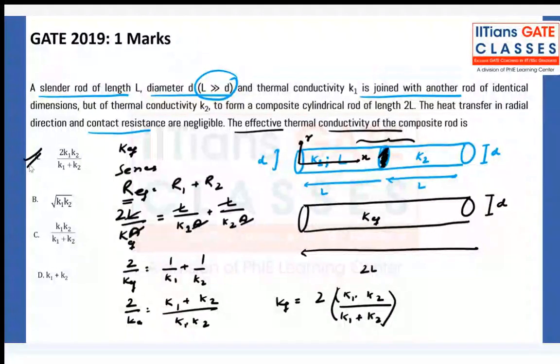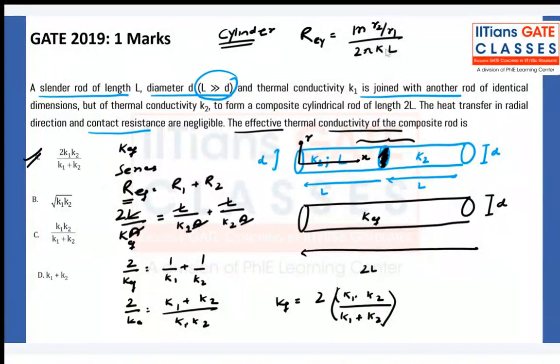Okay, so tell me one thing. When we studied cylinder, you don't have any doubt, but I have some doubt. When I told you cylinder, what was the resistance in a cylinder, if the conduction is happening? ln R2 by R1 over 2 pi k L, isn't it? Yes.